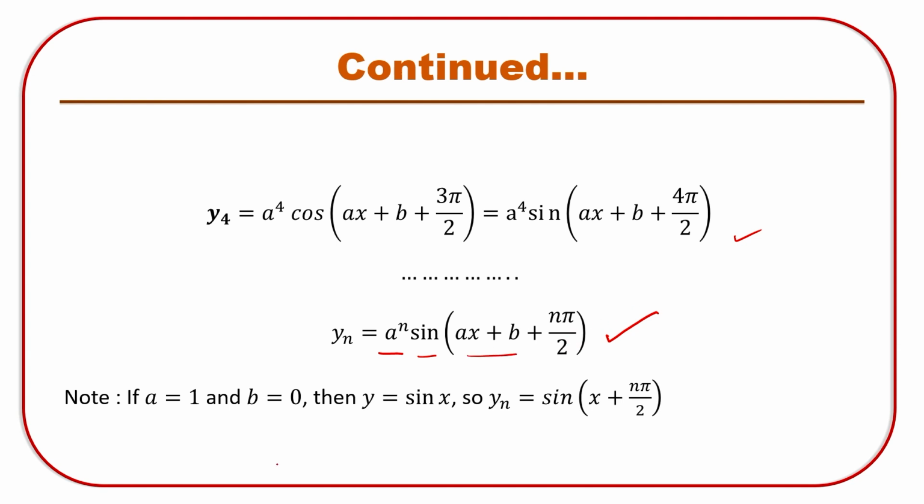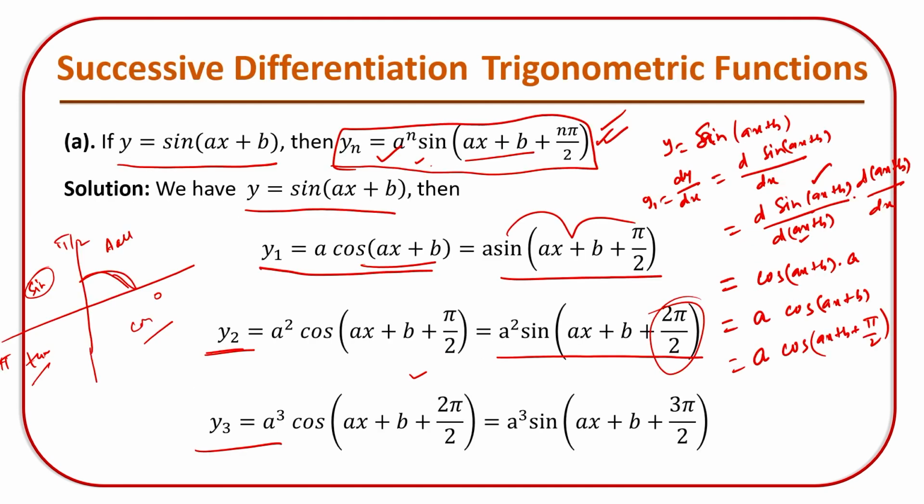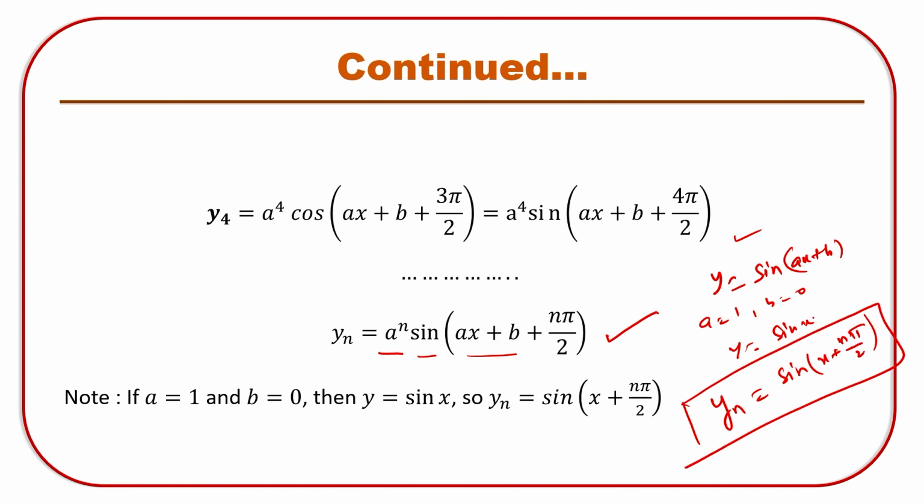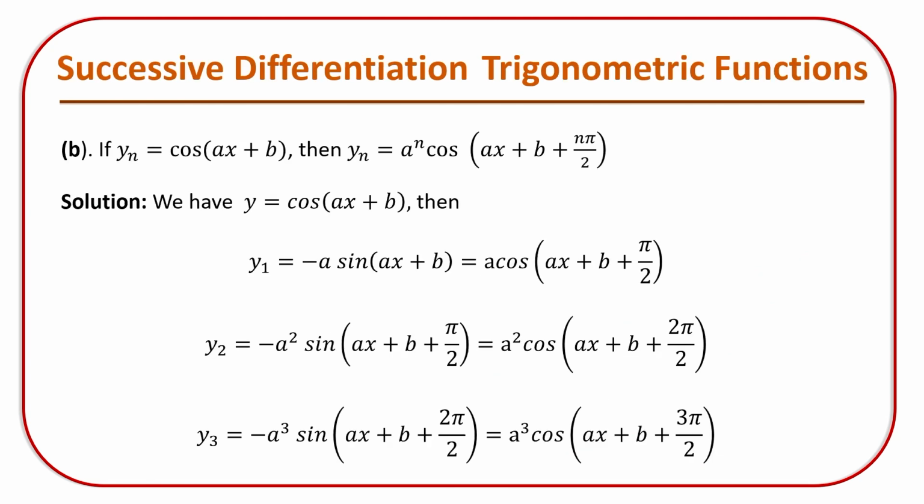Now if a equal to 1 and b equal to 0, what will y give? It will give sine of ax plus b, right? So if I put a equal to 1 and b equal to 0, y becomes sine of x. So y_n becomes sine of x plus n pi by 2. That is a good result, right? So if y equal to sine x, y_n is nothing but sine of x plus n pi by 2.